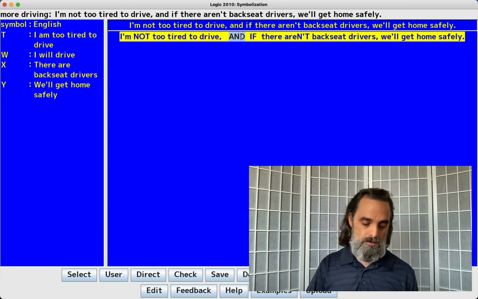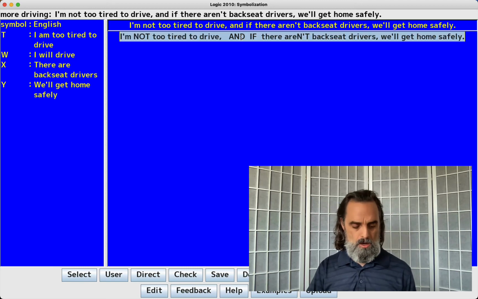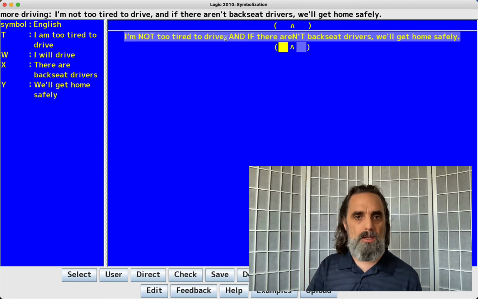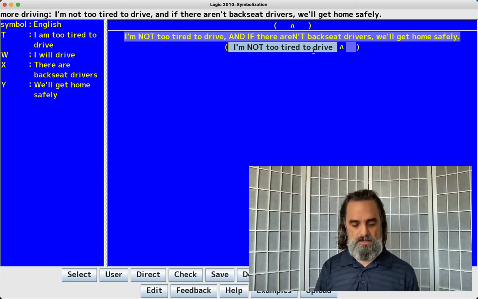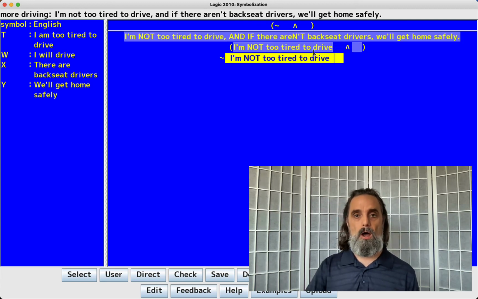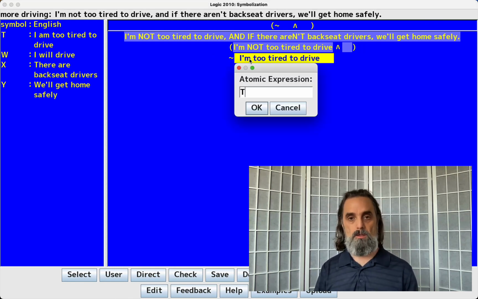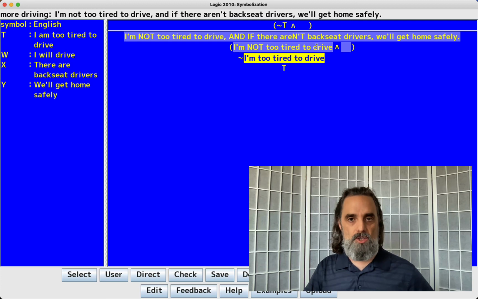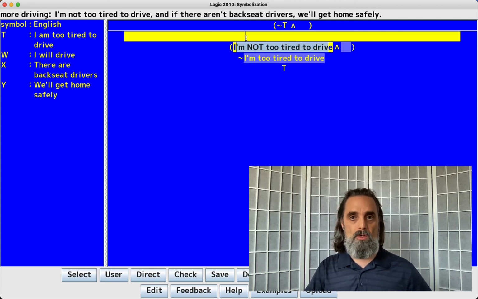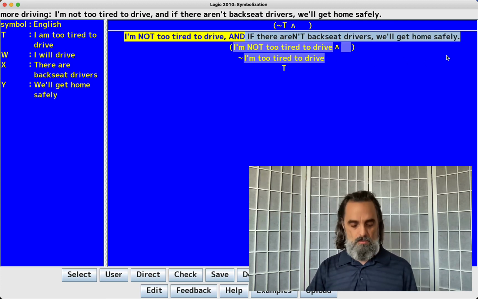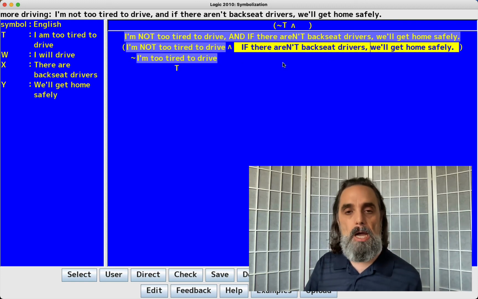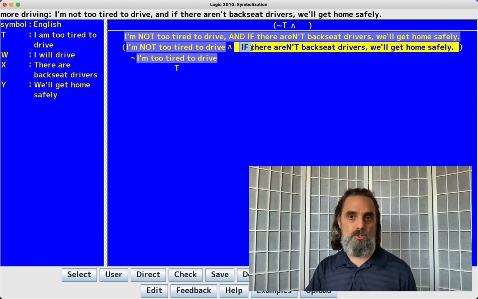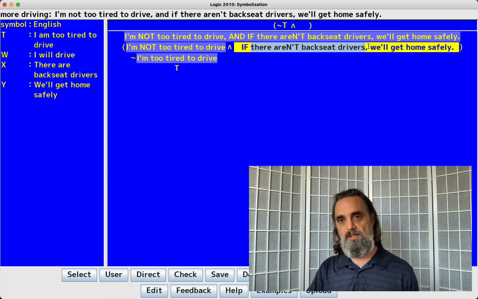This is an and, which I think is what it sounds like. "I'm not too tired to drive" is one thing this sentence says. That's a negation of "I'm too tired to drive," which is going to be T. So this sentence is a conjunction of "I'm not too tired to drive" with "if there aren't backseat drivers, we'll get home safely." Well, that's a conditional, right? If this, then that, right?